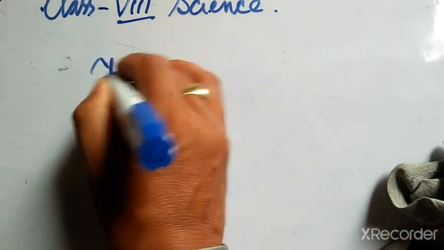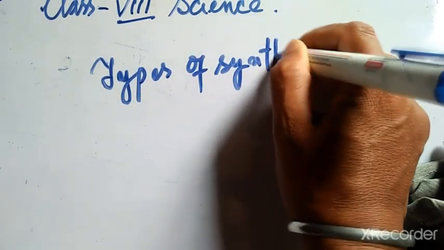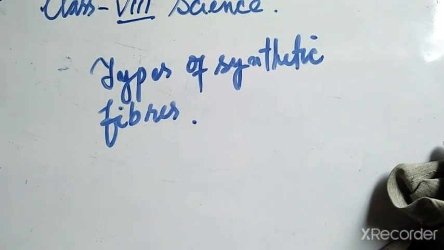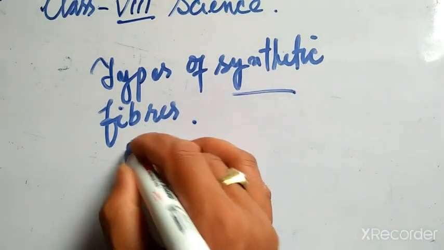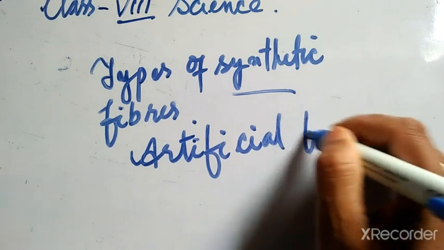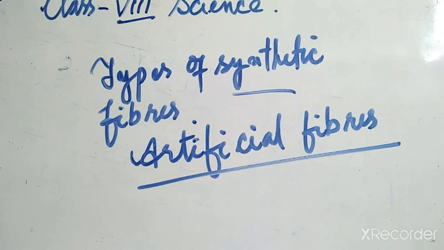Types of synthetic fibers. Synthetic fibers can be of different types. Synthetic fibers, also known as artificial fibers, can be of various types.